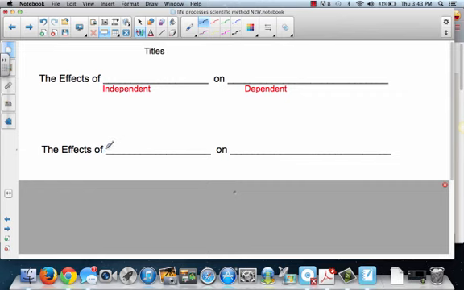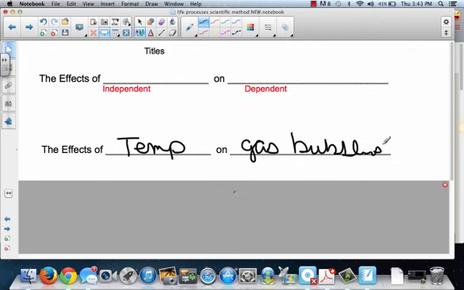Alright, so you should have written it down. You should have written down the effects of temperature on the amount of gas bubbles. Sorry for my handwriting. Alright, so check yourself and make sure that you're right. If you wrote the effects of gas bubbles and temperature, that is backwards and wrong. So make sure that you correct it in your notes. Alright, make sure you bring these notes to class tomorrow so we can use them to actually design an experiment.